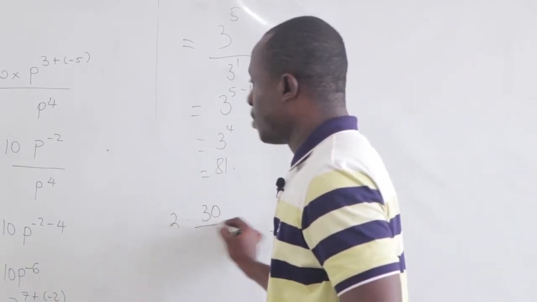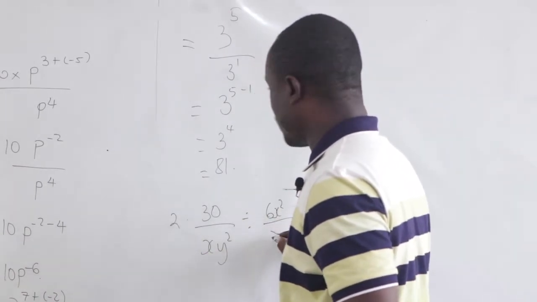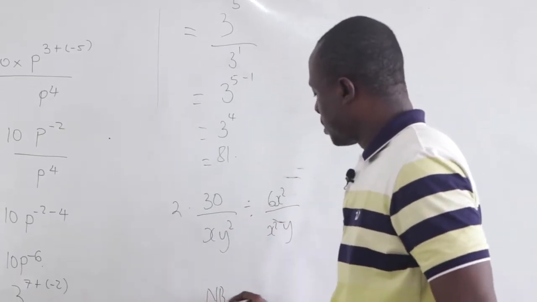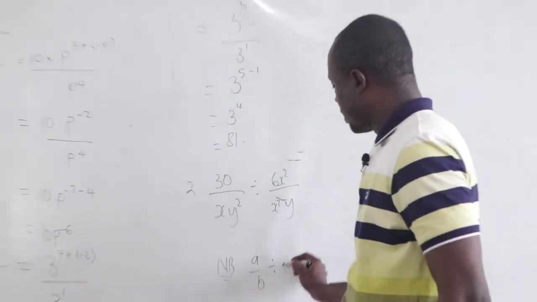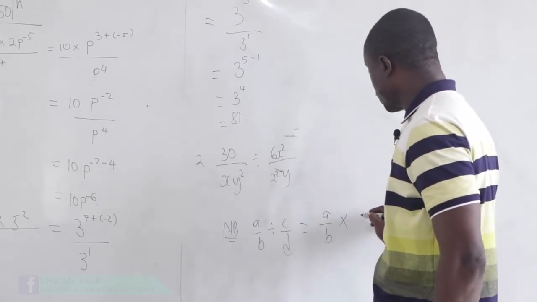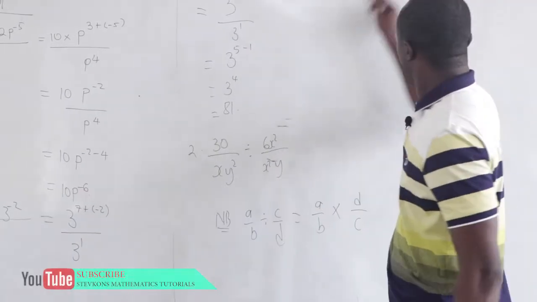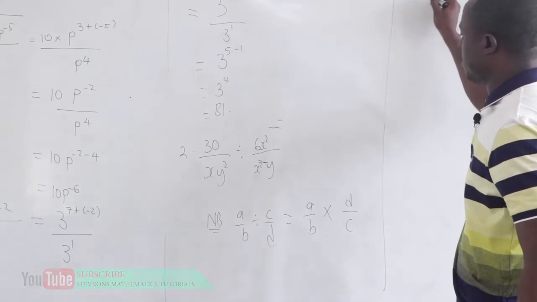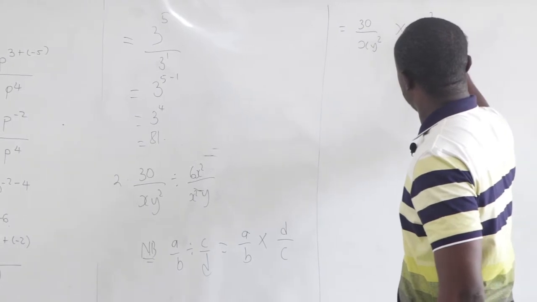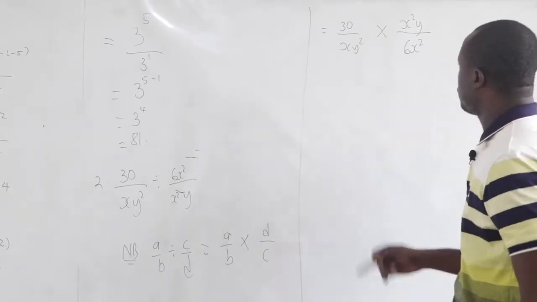That is 30 over xy squared divided by 6x squared all over x squared y. Now we have to note that if you have a over b divided by c over d, this division changes to multiplication, and you reciprocate the second term. In the same way, this will be 30 over xy squared times x squared y all over 6x squared. Why? Division will change to what? Multiplication, and reciprocate the second term.